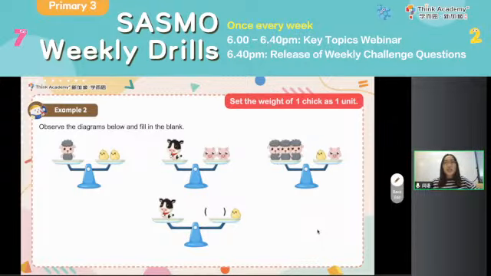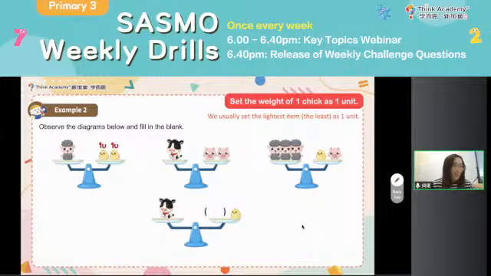So here we just set the weight of 1 chick as 1 unit because according to the scales, you will find that the chick is the lightest animal here. So following this, we just try to label. Look, if we focus on the first scale, we know that 1 unit plus 1 unit. So actually for 1 sheep, it is equal to how many units are there? Yes, 1 plus 1, that is 2. Super easy, right? Okay, and then following this, you just label out all the sheep as 2 units.